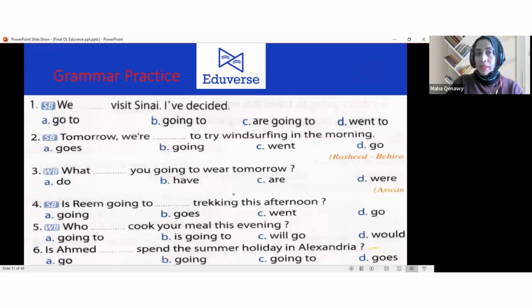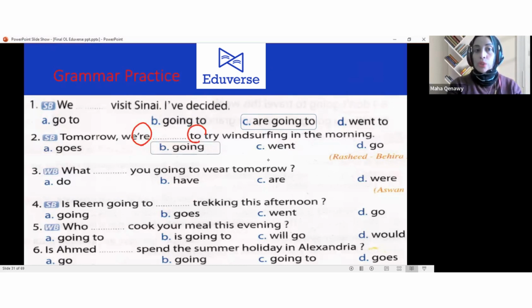Let's see this practice. We visit Sinai. I have decided. Can I say, well, no, I cannot because it's a plan, it's a decision I've made before. So we are going to. Tomorrow we are to try. Since you have are, verb to be, and to, yes, you have to choose going to.